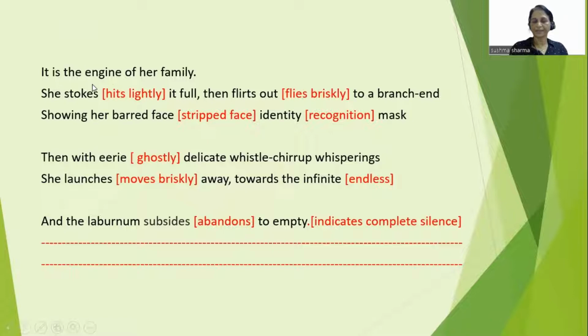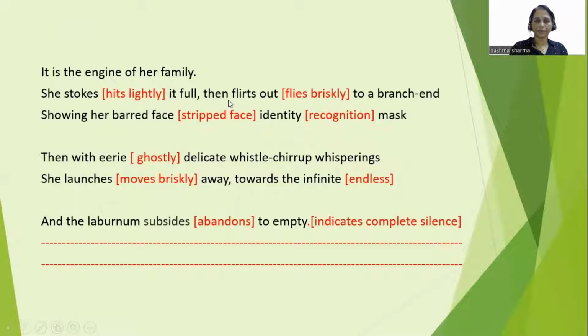The poet says the goldfinch is engine to the family because she is giving power, she is giving food to the children, which is like energy which she is giving to her machine. She stokes it full. She stokes it fully and then floats out.